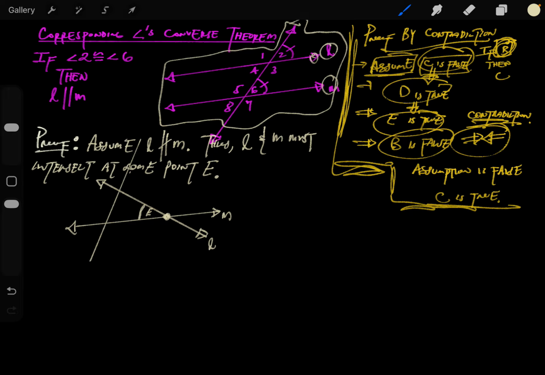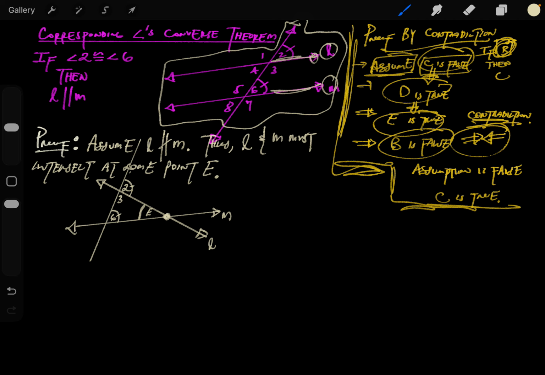Okay, and then now how does this all translate? So L is here, M is here, angle 2 is right there, 3 is over here, and then 6 is over here. And I know I'm given that 2 is the same as 6.